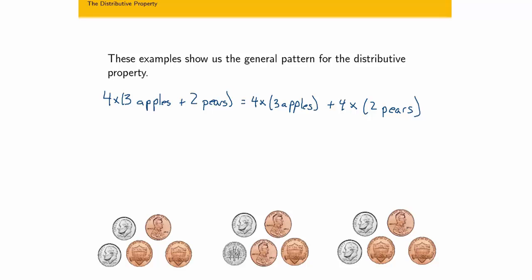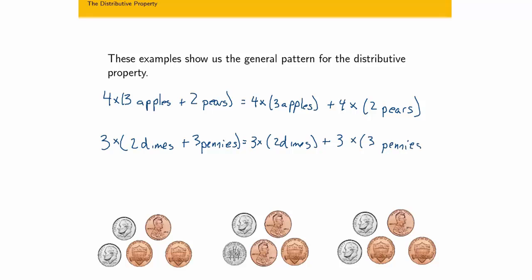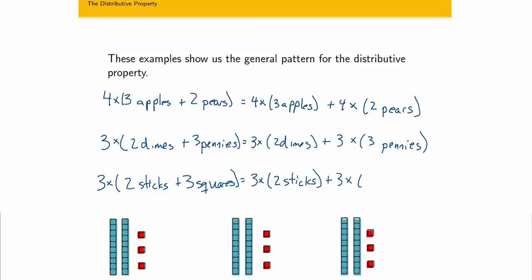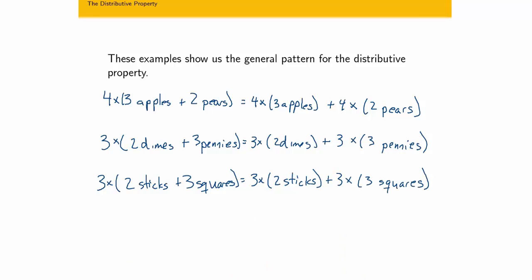In the second example, we looked at money. We had 3 groups containing 2 dimes and 3 pennies, which we wrote as 3 times 2 dimes plus 3 pennies equals 3 times 2 dimes plus 3 times 3 pennies. And in the third example, we looked at base 10 blocks. We had 3 groups containing 2 sticks and 3 squares, which we wrote as 3 times 2 sticks plus 3 squares is equal to 3 times 2 sticks plus 3 times 3 squares. As we can see, the distributive property is just a way of counting objects and organizing information.